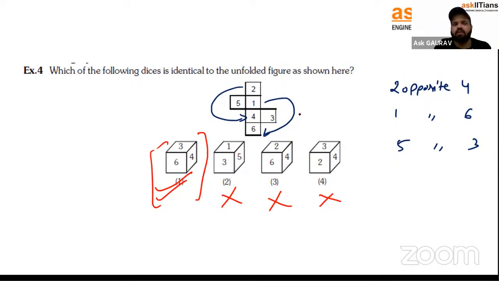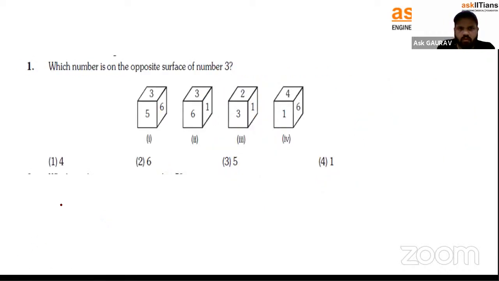Is that clear? In this particular question, or in these types of questions, first of all identify the information you can get. Like 2 is opposite to 4. Then see in the given options, 2 and 4 are opposite, so they cannot be adjacent. 5 and 3 are opposite, so these cannot be adjacent, right? So the only option is your first option. Is that clear? Guys, reply. Is that clear or not? If it is clear, then do this question.